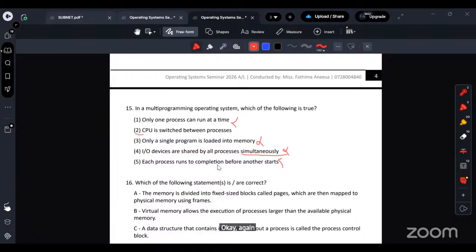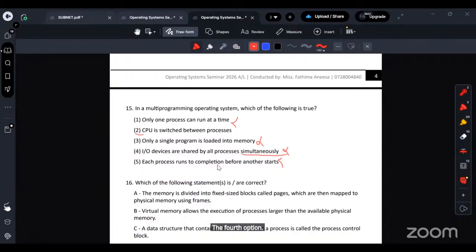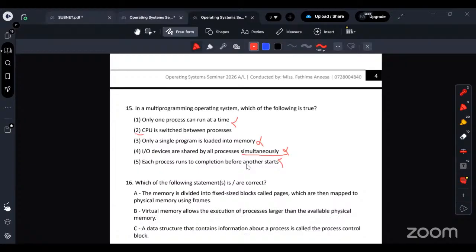Okay, again I'll go one by one. First one, we know only one process can run at a time. That is not true for multiprogramming. CPU is switched between processes. This is correct. Why? Because it ensures the CPU doesn't sit idle while a process waits for external events. The fourth option, why is it wrong? Because input output devices are typically dedicated to one process at a time, not simultaneously. Right? Now was it clear?